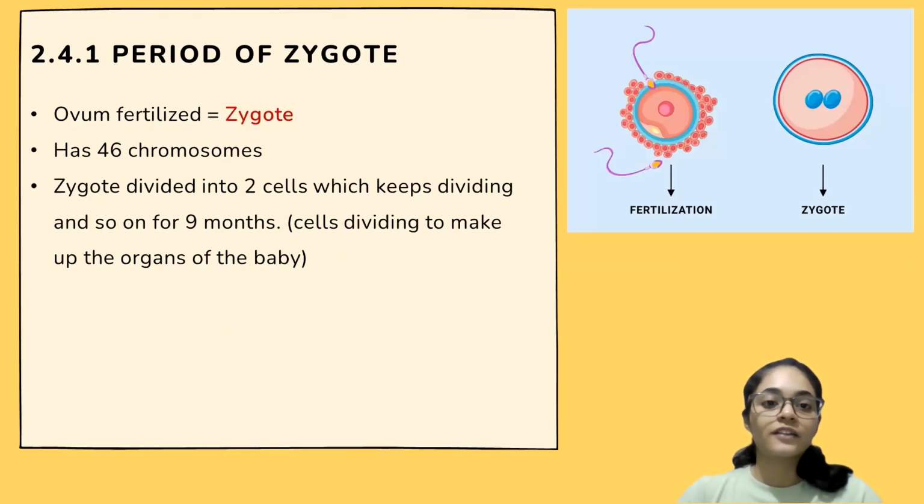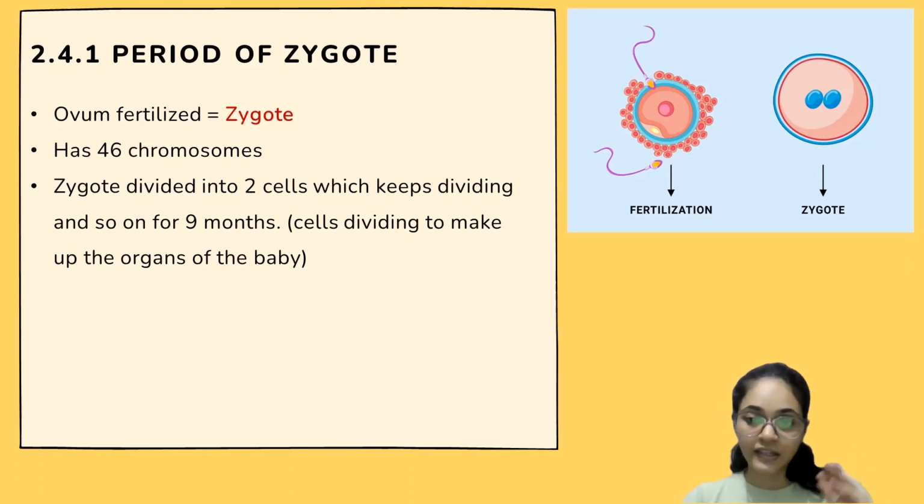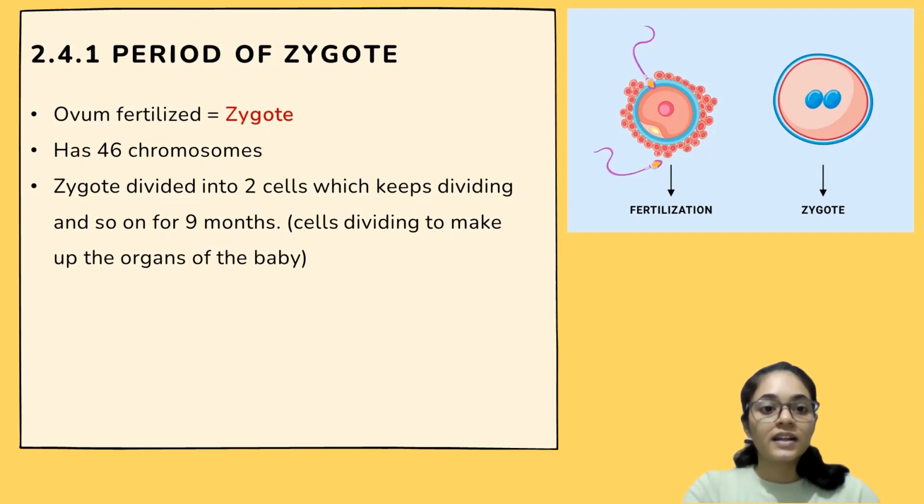The first period is that of the zygote. Over here, the ovum gets fertilized and then becomes a zygote. That is, the ovum, the unfertilized egg that is released by the ovary of the female, gets fertilized upon meeting the sperm. As you can see in the diagram on the right, the sperms are meeting the ovum, leading to fertilization. And when this fertilization happens, the end product is a zygote. It has 46 chromosomes, 23 pairs of chromosomes.